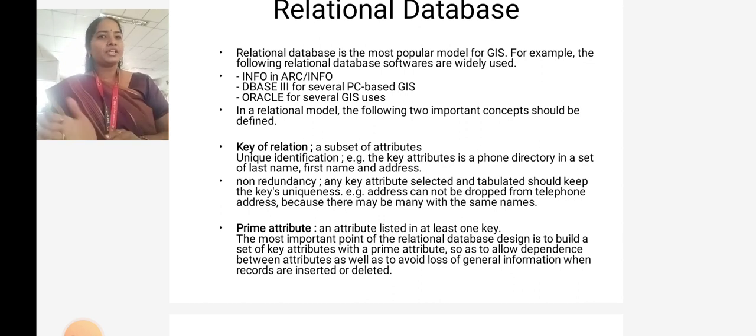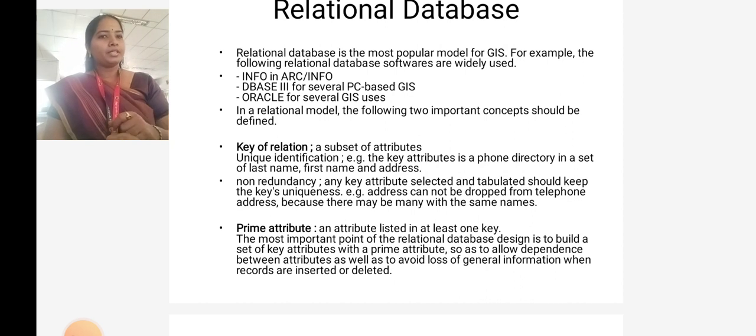So key of relations in the sense a subset of attributes. Unique identification, for example, the key attributes in a phone directory are a set of last name, first name and then the address. Non-redundancy, any key attribute selected and tabulated should keep the key's uniqueness. For example, it should be an identical key. For example, address cannot be dropped from a telephone directory because there may be many with the same names.